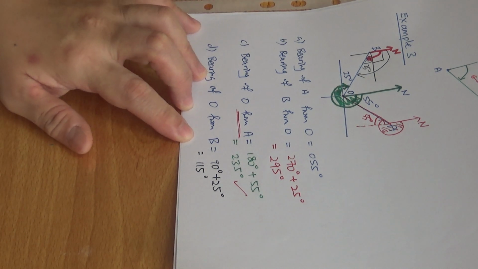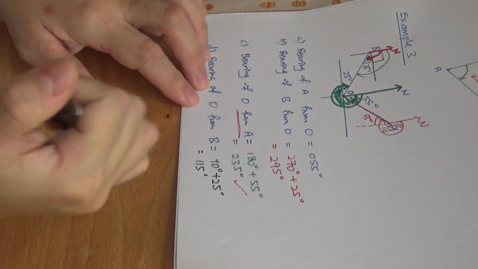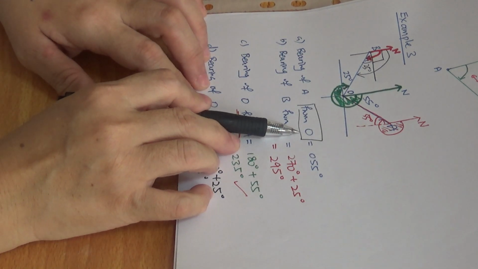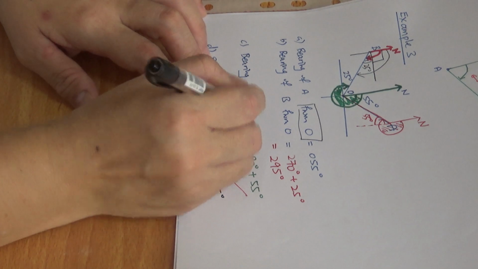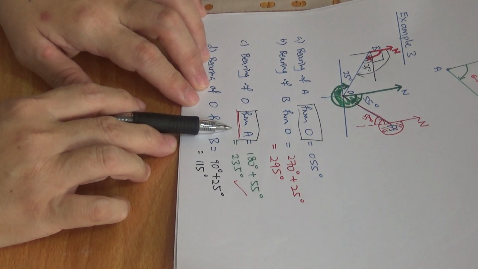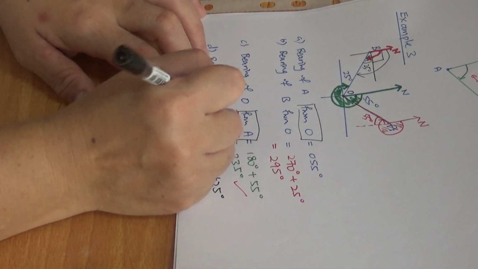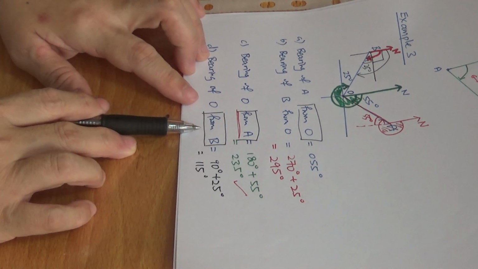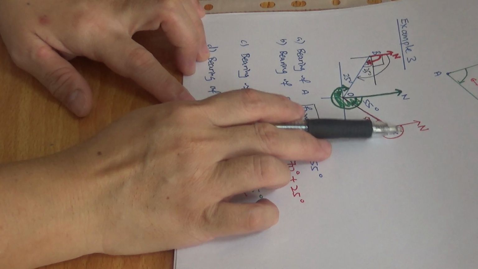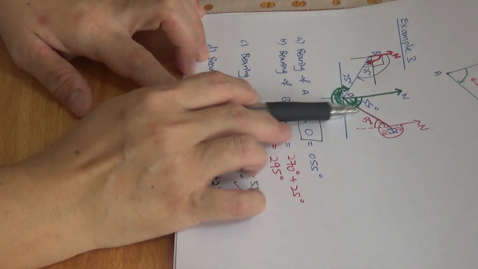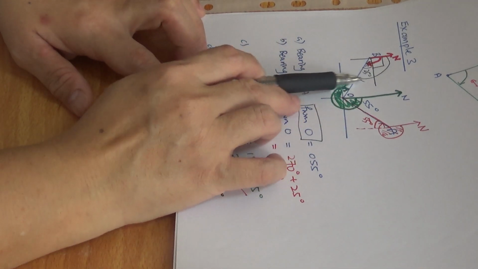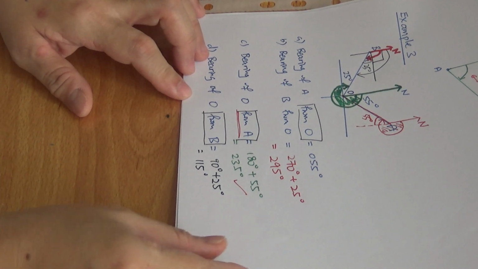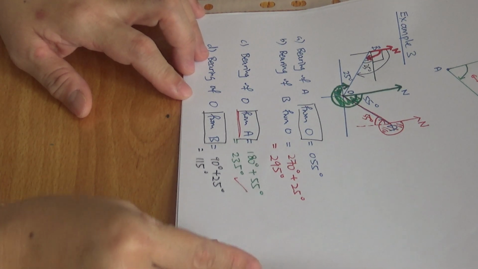Now I just want to reiterate that if the bearing is from O, the north line must be at O. If the bearing is from A, the north line must be at A. If the bearing is from B, then the north line must be at B. And all bearings must be taken from the north line onwards. It's measured starting from the north line. All of you must bear this in mind so that you can get the bearing correct.